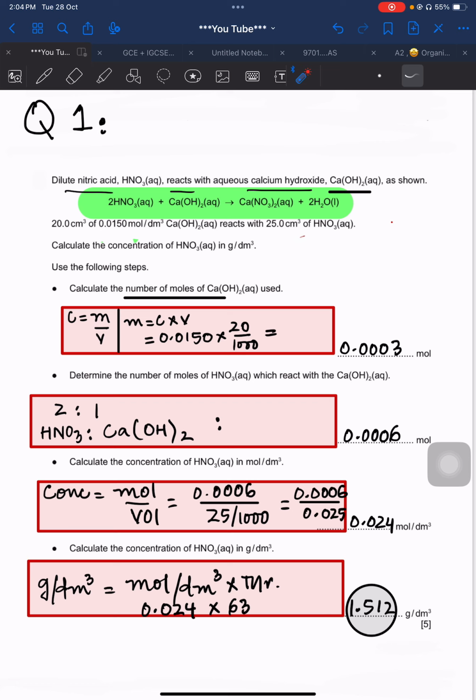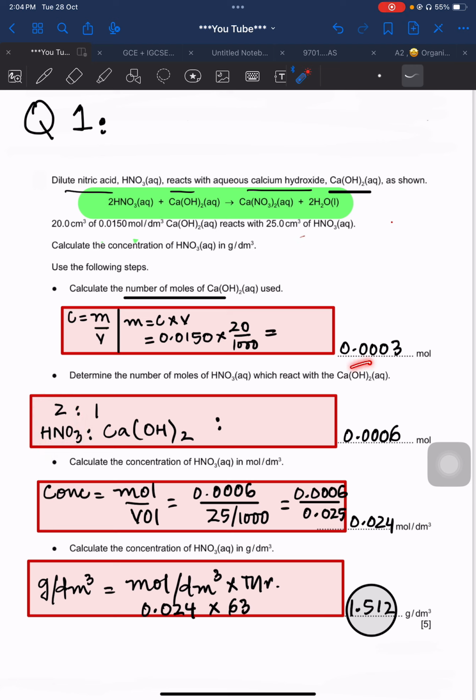Okay, now in the next question, determine the number of moles of nitric acid which reacts with calcium hydroxide. Have we calculated the moles of calcium hydroxide in the first part? Yes, we have. In the balanced chemical equation, you can see that 2 is written before HNO3, whereas 1 is written before Ca(OH)2, which is telling you that the moles of nitric acid are double that of calcium hydroxide. So can we multiply the moles of calcium hydroxide by 2 to convert it into moles of nitric acid?